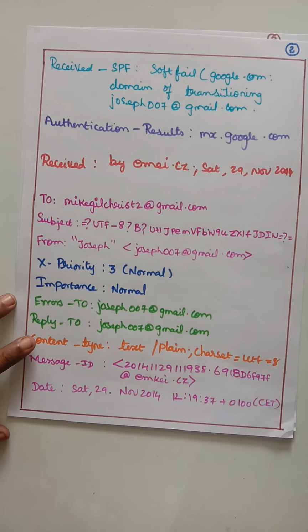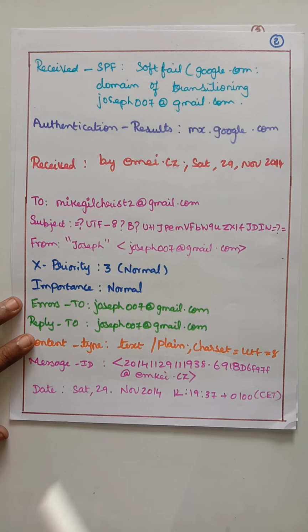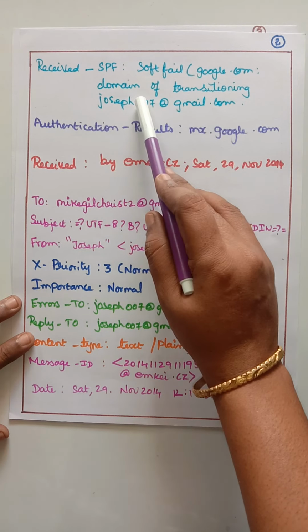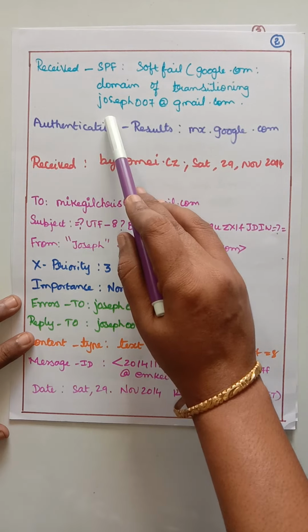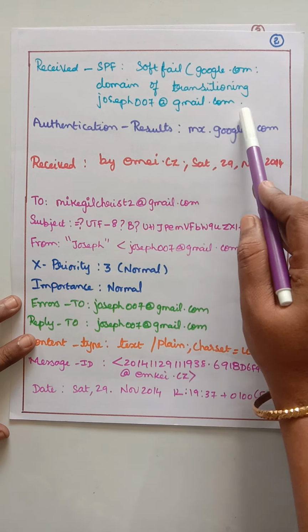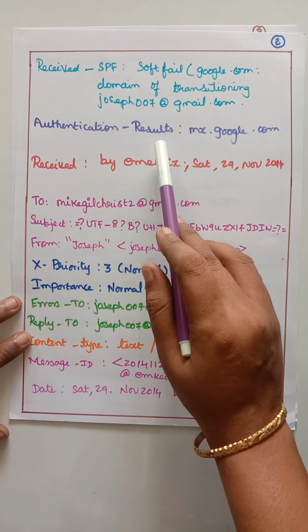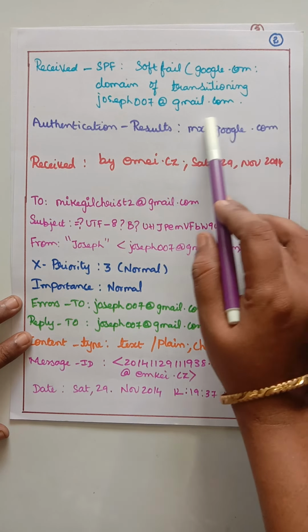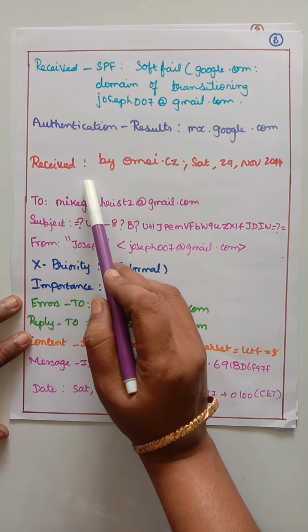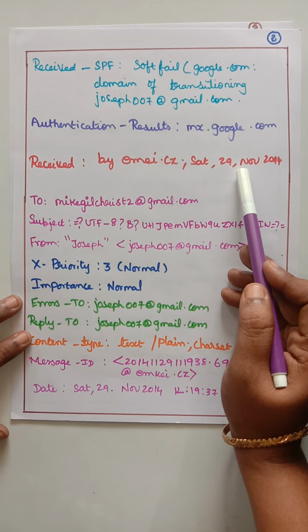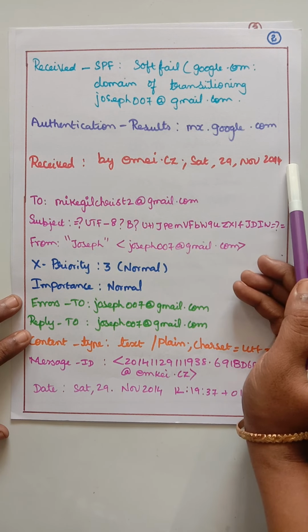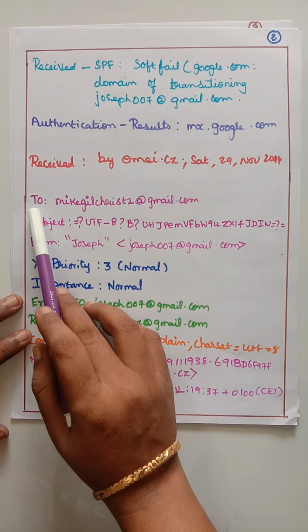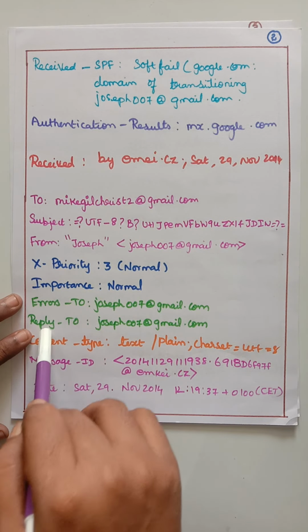And the next one is Received-SPF. Softfail google.com, domain of transitioning joseph007@gmail.com, and Authentication-Results google.com, that is, the authentications are provided by the Google servers. Received by email on Saturday 29 November 2014. So this is the information that we usually see.